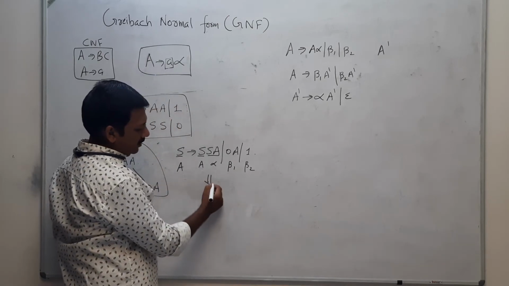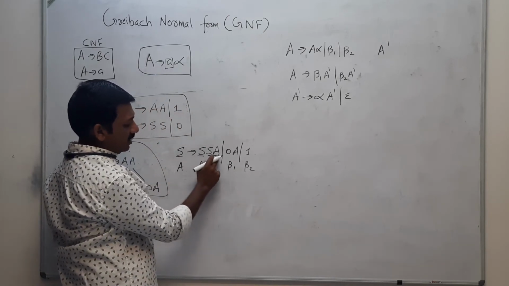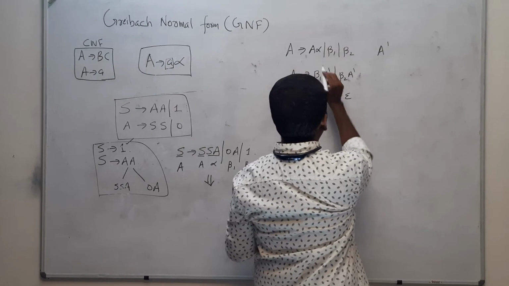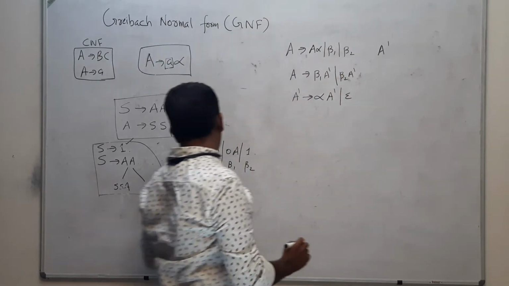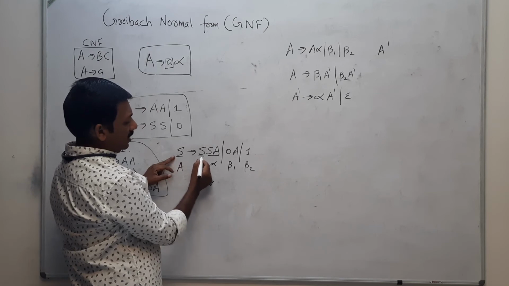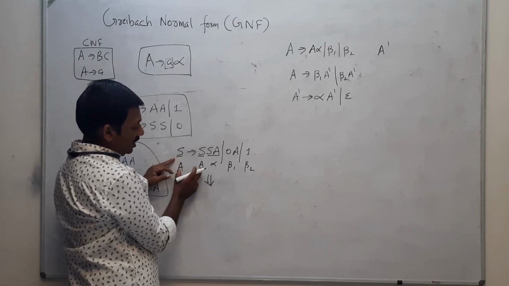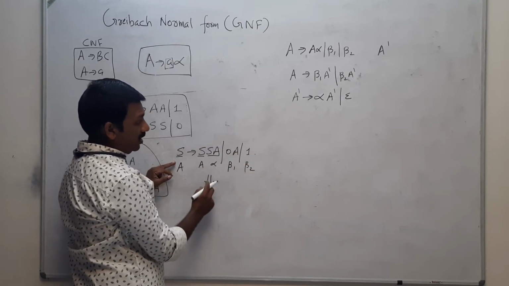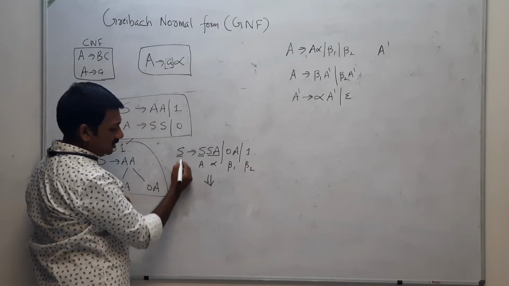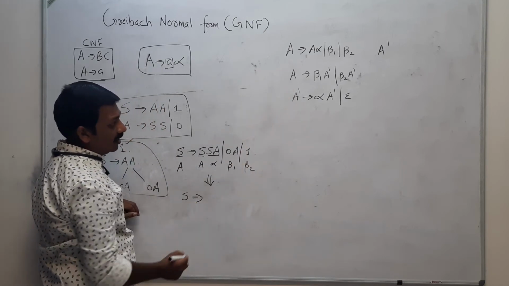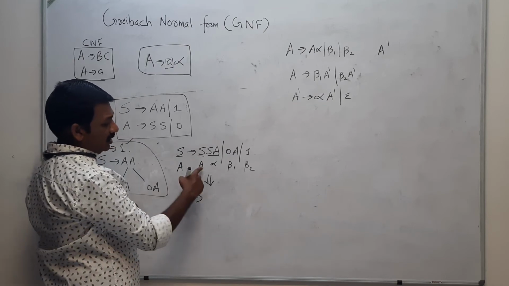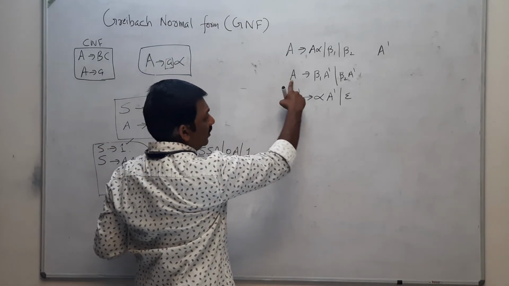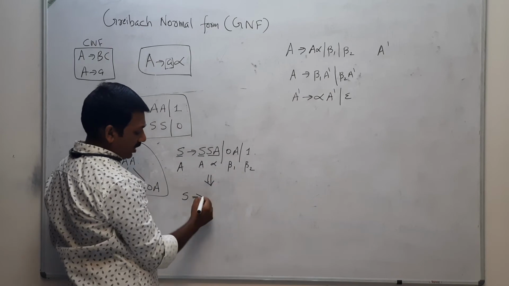See, listen here. When you are converting this, S derives SSA, you are going to replace this. This is just like A derives A alpha or beta 1 or beta 2. Just like here, S derives SSA. This S is A here. SA is alpha, 0A is beta 1 and this is beta 2. When I am replacing this, S derives what? A is S, so S derives beta 1 A dash. Beta 1 is 0A.